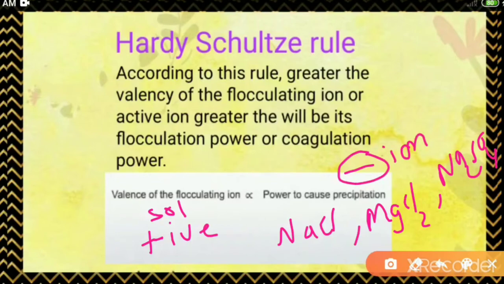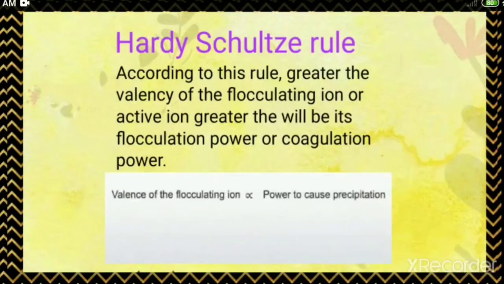Here the negative ion is Cl-, which has one negative charge. Here also it has one negative charge, but sulfate has two negative charges. So which can do the flocculation more actively? That is the sulfate ion, which has the greater charge, we can say greater valency. So according to the Hardy-Schulze rule, the greater the valency of the flocculating ion, the greater its flocculation power, or coagulation power.